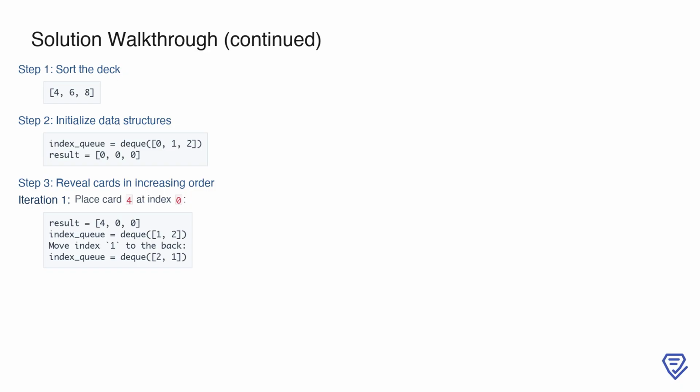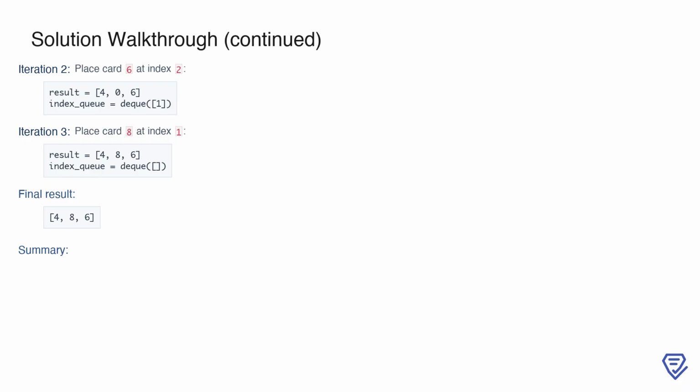In the first iteration, card 4 is placed at index 0, updating the result array to 4, 0, 0. The index_q becomes deque 1, 2, and index 1 is moved to the back, resulting in deque 2, 1. In the second iteration, card 6 is placed at index 2, updating the result array to 4, 0, 6. The index_q becomes deque 1. Finally, card 8 is placed at index 1, updating the result array to 4, 8, 6.